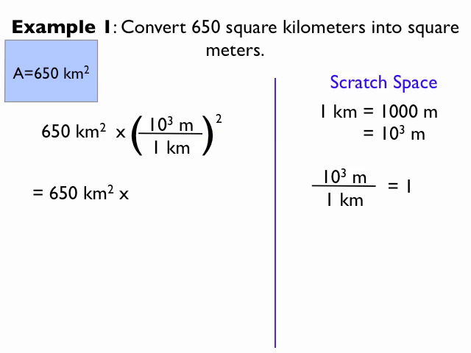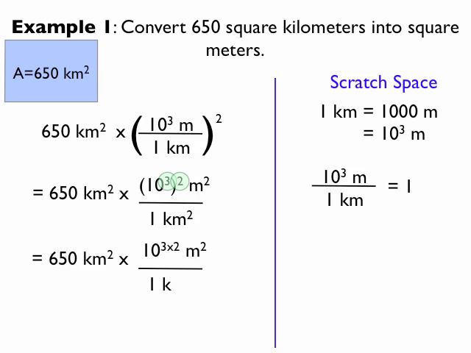Continuing, we now square each term in the parentheses. On the top, we get 10 to the third squared and meters squared. On the bottom, we get 1 squared, or 1, and kilometers squared. Now recall that 10 to the 3 to the 2 is 10 to the 3 times 2, which we write on the next line to make it easy to see. We can replace 10 to the 3 times 2 with 10 to the 6th.